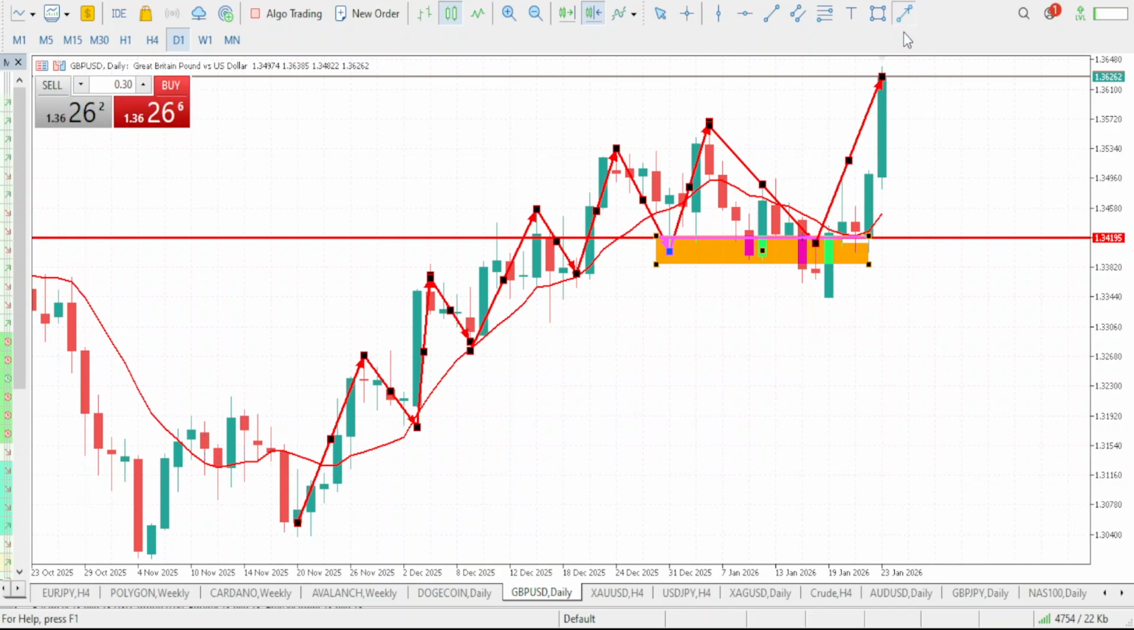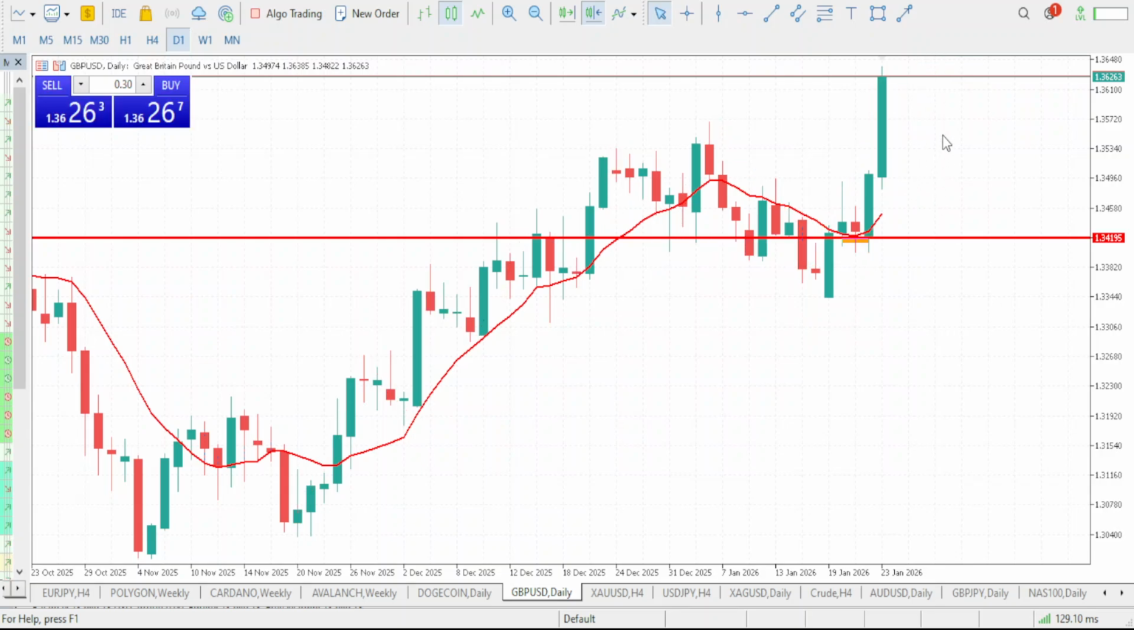So that is to tell you that now that we've got this new higher high, expect a higher low on GBPUSD. Then we can start anticipating a new higher high. So a higher low is what you should be expecting before a new higher high.